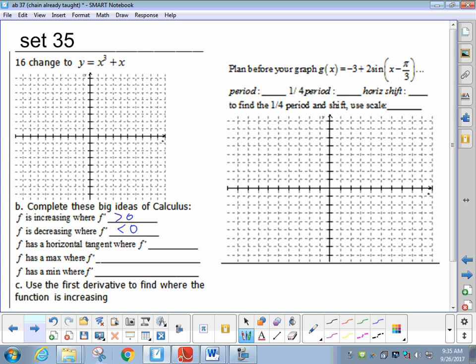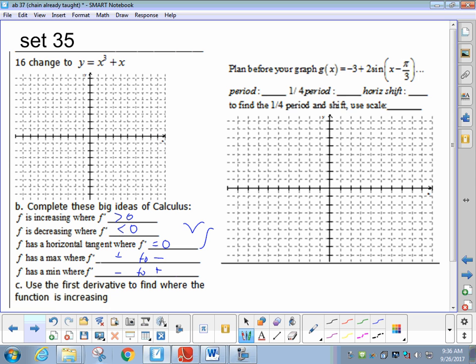Negative. F has a horizontal tangent where derivative is 0. Or undefined or strictly 0? Strictly 0. Undefined will actually be a sharp turn or something like that. Good try, though. F has a max where f prime goes from positive to negative. I'll take a little shorthand here because there's not much room. And f has a min where f prime goes negative to positive.